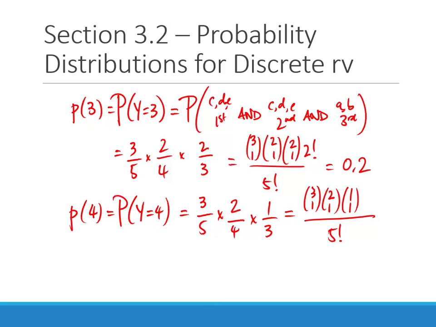So again, the probability that y equals 4 means that the first time we see A or B is in the fourth spot. And then to finish that out, I have a 2 factorial there. Is that okay with everybody?